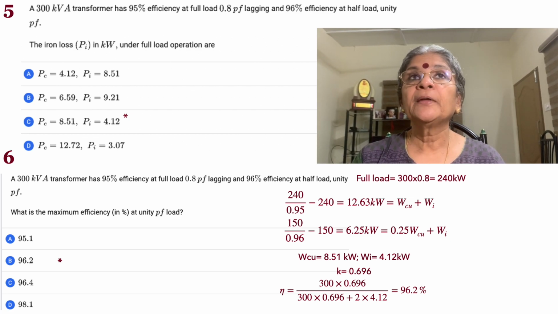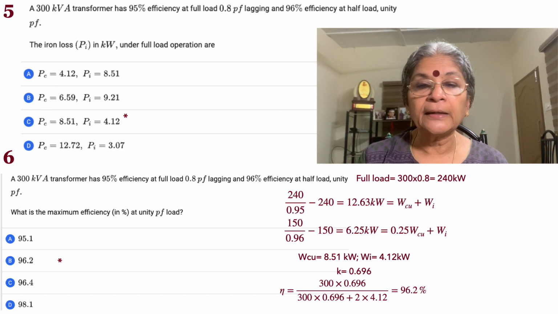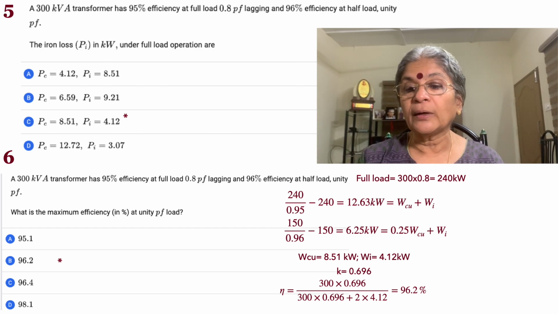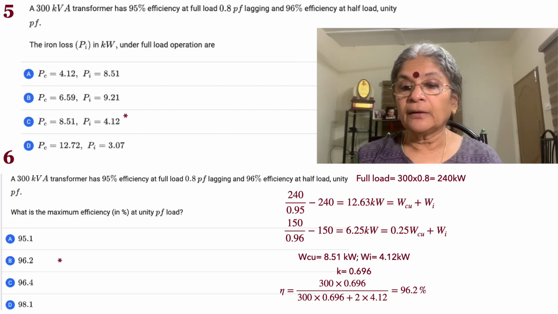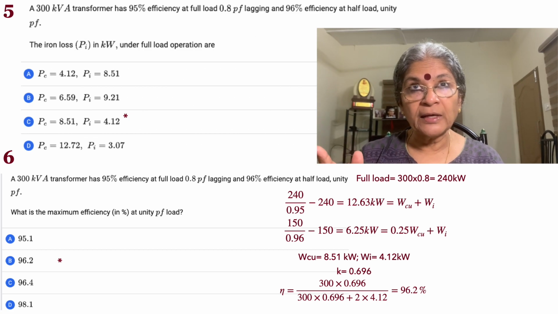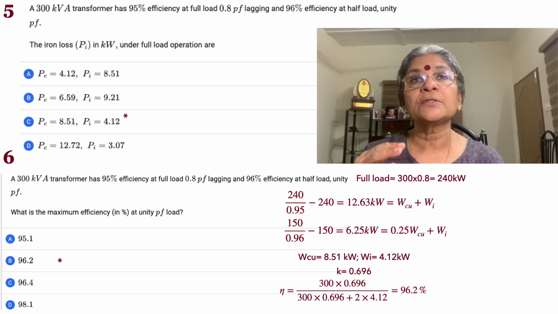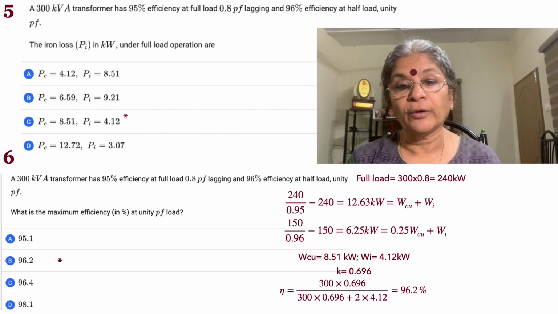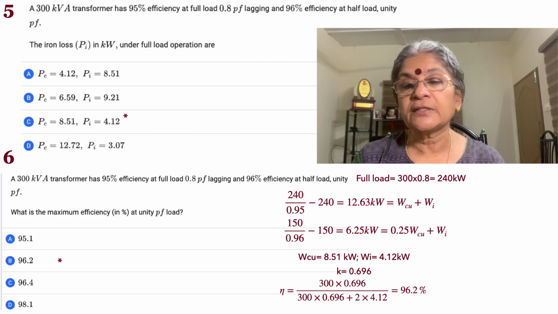Now it's simple. Again it's unity power factor, so 300 into 1 into 0.696 divided by 300 into 1 into 0.696 plus we have 2 times the iron loss, because the copper loss should be equal to iron loss, and iron loss remains constant, so 2 into 4.12. That gives you the maximum efficiency as 96.2.